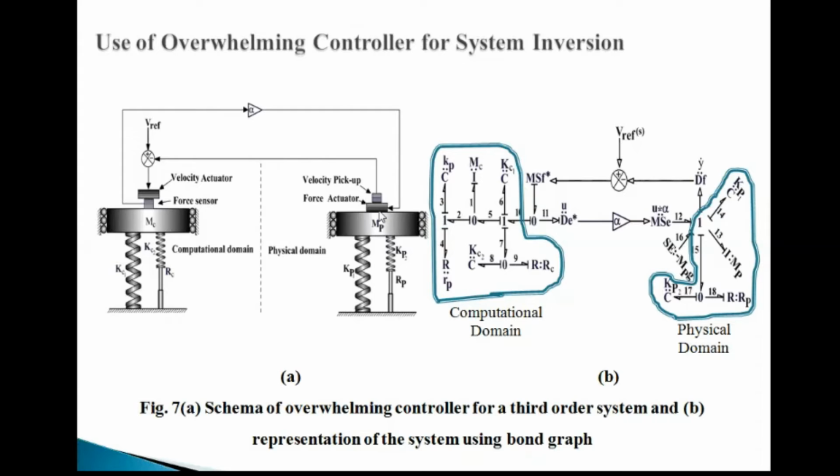So we can see that the real velocity sensor and the real force actuator are used here. So the controller on the left side of the model basically controls the force applied in the real system. So this is the function of the overwhelming controller. And a similar arrangement is shown in the bond graph here, where the physical system is shown, where we have taken the mass of the platform, weight of the platform also, and the computational domain is shown here.